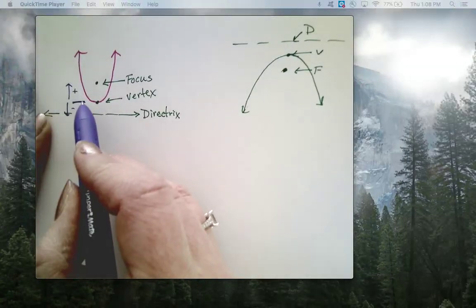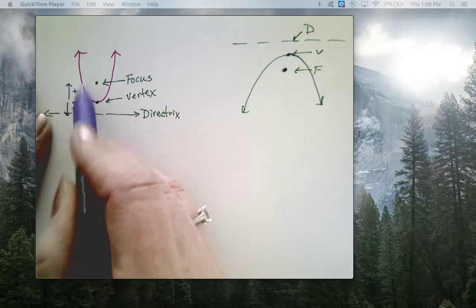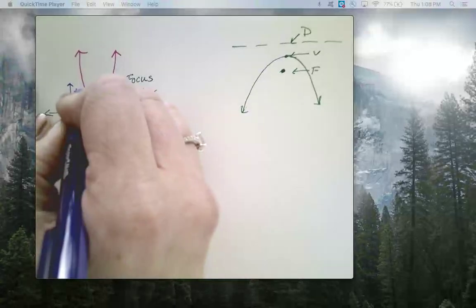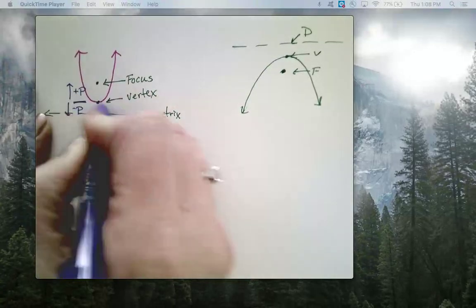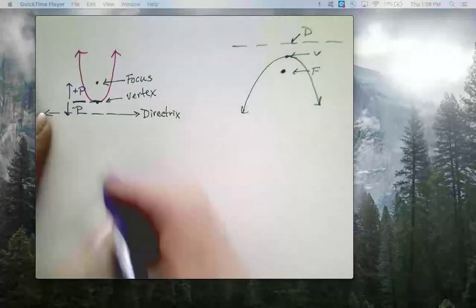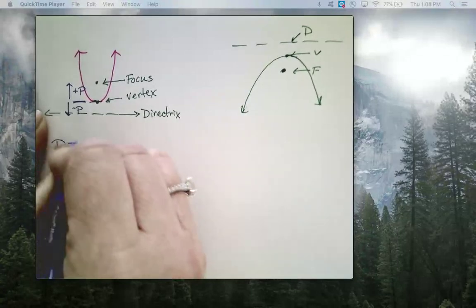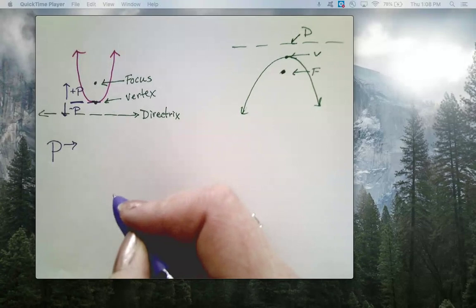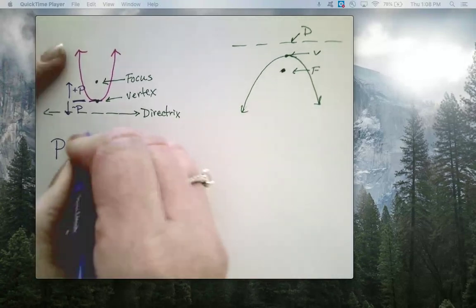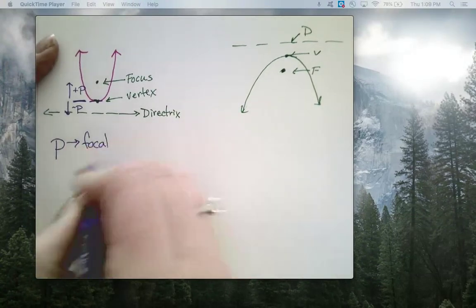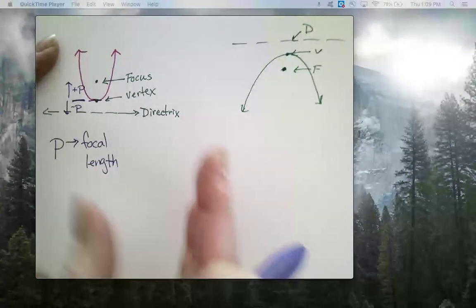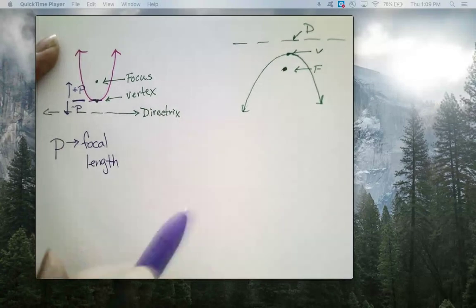Do you remember what variable that was? If I went from the vertex up and from the vertex down, what was that variable? P. I went up P and I went down P from the vertex. What P represents, unfortunately, it is Greek, which is why you don't see P in the words. It is called the focal length. The focal length is actually what determines how narrow and how wide the parabola is.